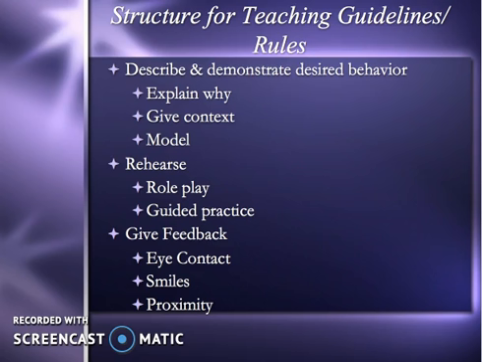So, structure for teaching guidelines and rules. You describe and demonstrate your desired behavior. You might explain why, give some context. You might model it. You might rehearse it, role play it, provide some guided practice. You always give feedback. I think that really, really matters. When students are doing well, tell them.